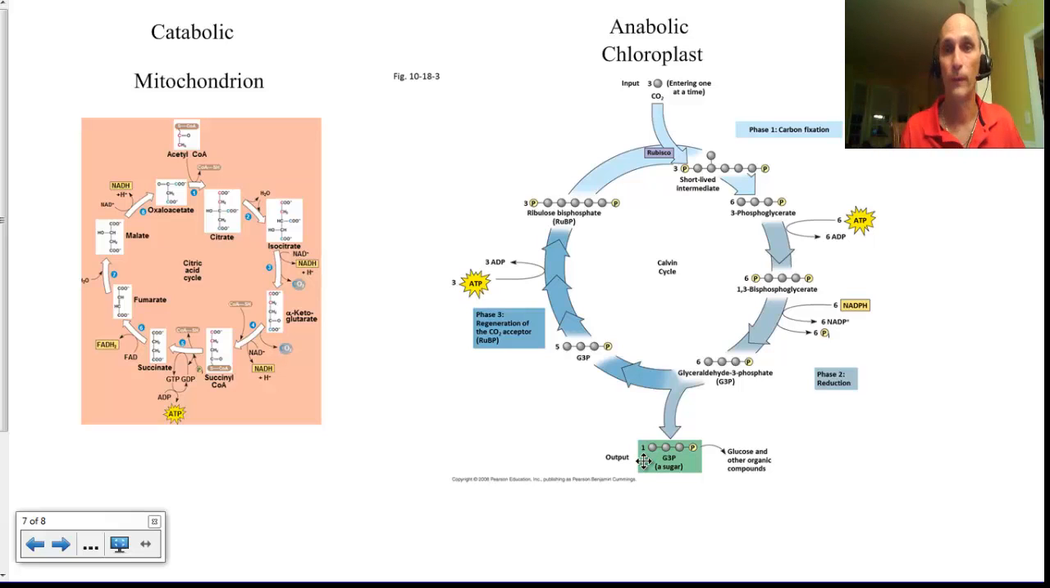You could call it glucose. So we always hear that chloroplasts are making glucose. It's not the only thing they make. They're making these 3 carbon molecules here.